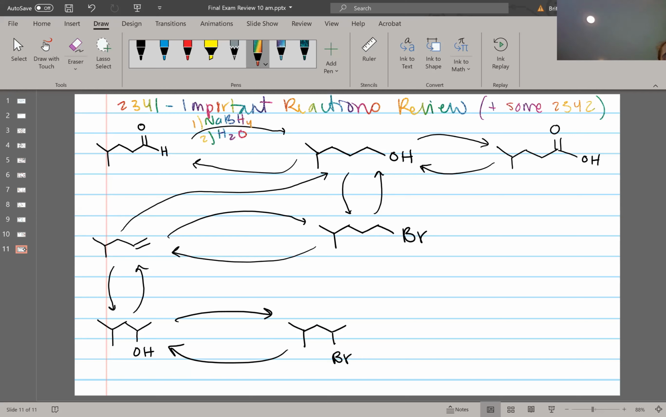And then to go the other way from alcohol to aldehyde, what are our conditions? You could use PCC. No? Yeah, so PCC or Swern. Does anybody remember what the Swern reagents are?